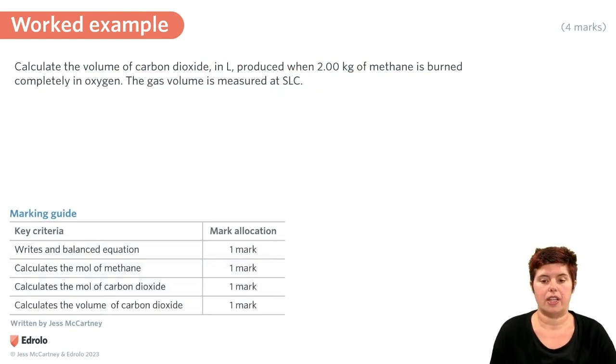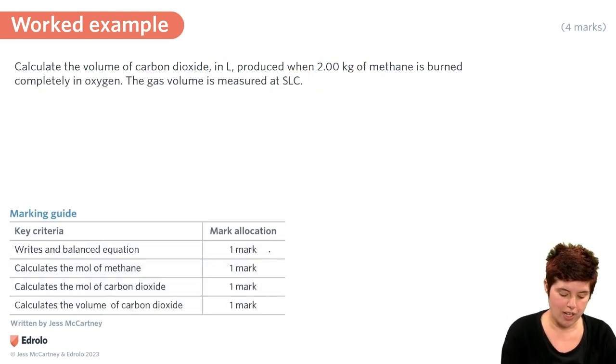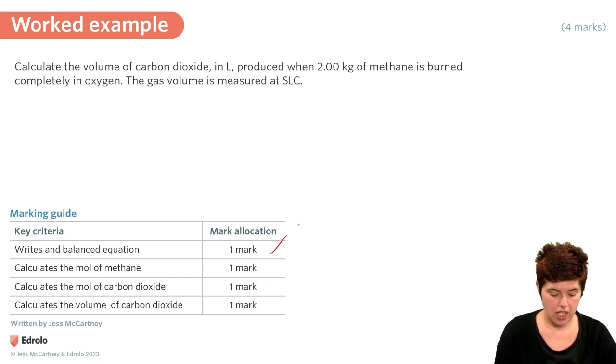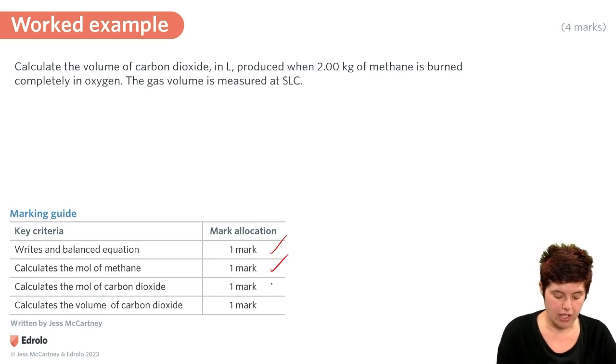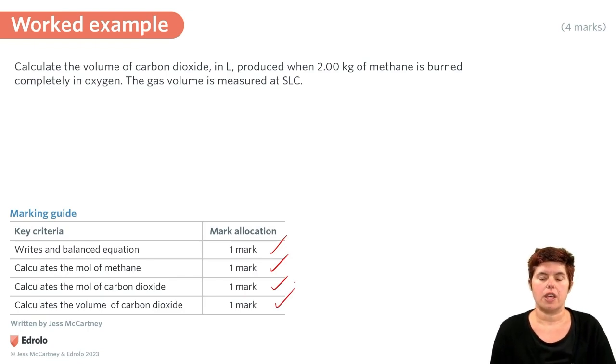The marking guide here, this would be worth 4 marks. So we have 1 mark for a balanced equation, 1 mark for calculating the mole of methane, 1 mark for calculating the mole of carbon dioxide alongside your mole ratio there, and 1 mark for calculating the volume in carbon dioxide. In a VCAA exam, they only choose 1 question to take off marks for significant figures, but you don't know which one that is. So it's just a good practice to start to putting all your answers in significant figures, just so you don't lose that easy mark that you don't have to lose.